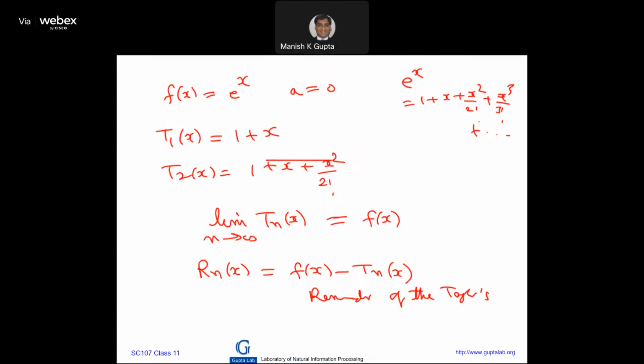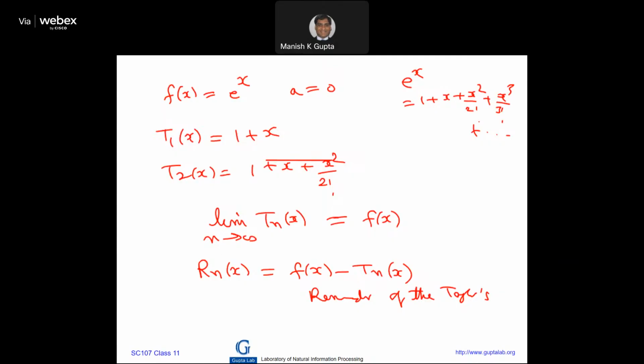Now what happens? Since this is a sum up to n plus 1 terms, if you take the limit, it should give you f(x). Then we say the series is convergent, right? The value is f(x). Here, if I subtract, what happens? f(x) minus Tn(x) will give you some portion of the series, right? And we call it the remainder, Rn(x). So remainder after n terms or n plus 1 terms, whatever terms are there.